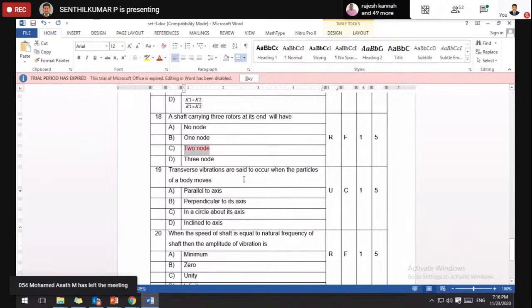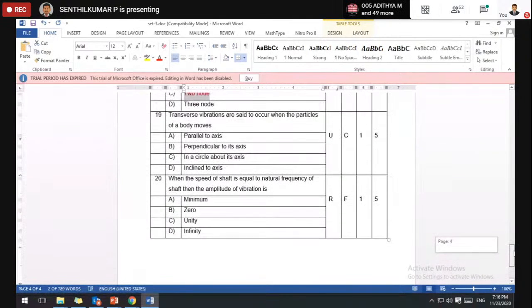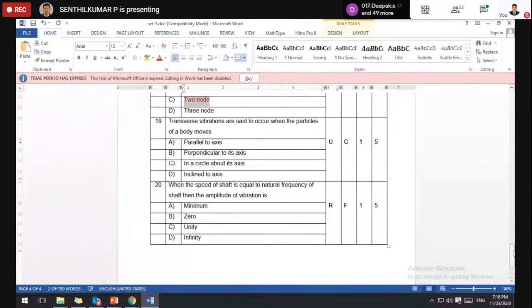Okay, then transverse vibrations are said to occur when the particles of the body move, answer for the 19th question. Parallel to the axis? No, I think perpendicular. Yes, perpendicular. Transverse means perpendicular. Longitudinal means parallel.